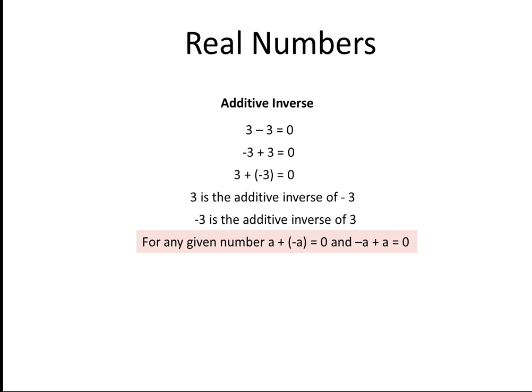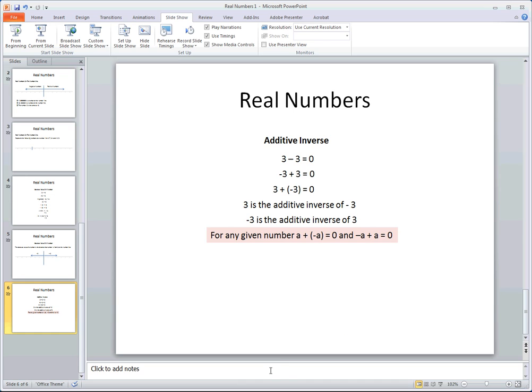A can be any number. It can be a decimal, a fraction, or a whole number. It can be any real number on the number line. This is the end of my presentation.